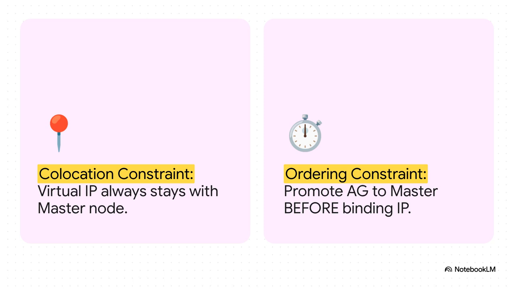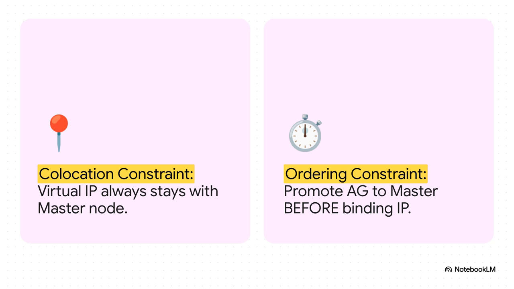But look, just creating them isn't enough. We have to strictly govern how they interact. These two rules, absolute lifesavers. You have to add these exact constraints to Pacemaker. The colocation constraint basically guarantees that the virtual IP always stays on whichever node is currently elected as the master, because you never want your application IP routing traffic to a read-only secondary node, right?